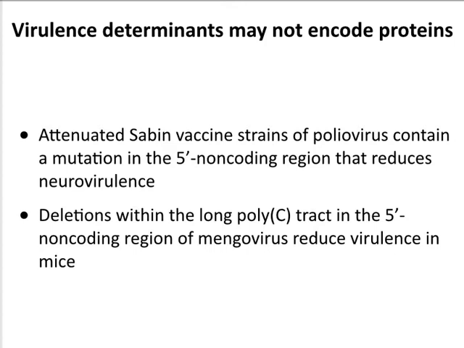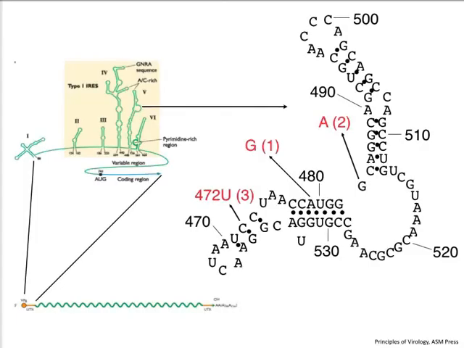And then another virus of mice, mengovirus, has changes within the 5' non-coding region, in what's called a poly-C tract, that affect virulence. The wild type strains have long poly-C tracts in the 5' end. As you make them shorter and shorter, which you can do by mutagenesis, the viruses get more and more attenuated. We don't know the mechanism, but it's a non-coding mutation.